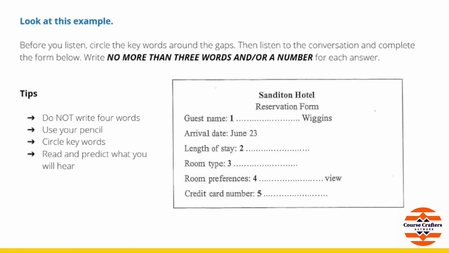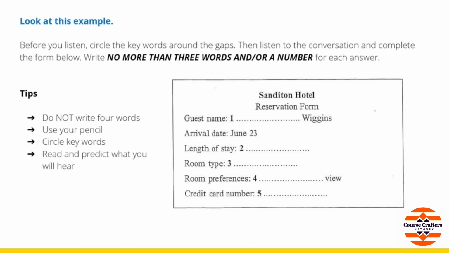And the last point we have, it's number 5, which is going to be credit card number. As you remember, we discussed previously about the numbers and different ways we can say the numbers. So you have to make sure you know all the different ways how numbers can be said, and you are listening carefully for these numbers.